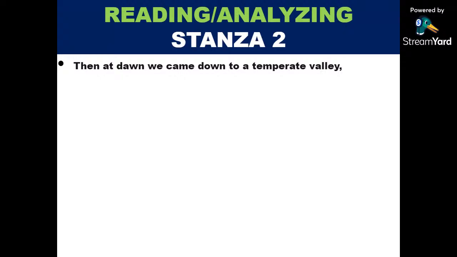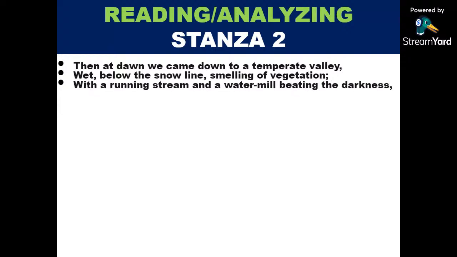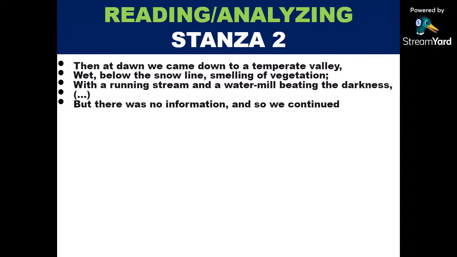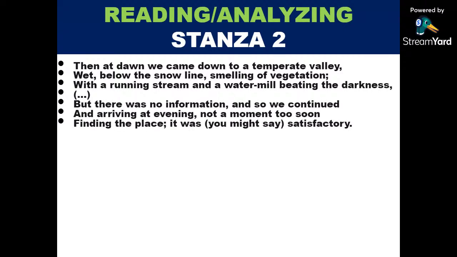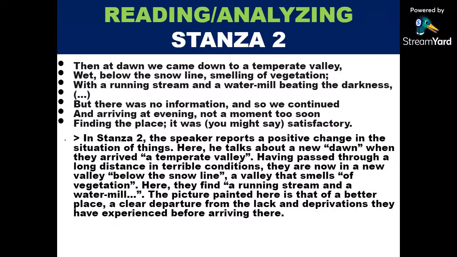Now we come to stanza 2. We are through with stanza 1. At dawn, we came down to a temperate valley, wet below the snow line, smelling of vegetation, with a running stream and a watermill beating the darkness. So you can go through the entire stanza once again, so you will understand the analysis.